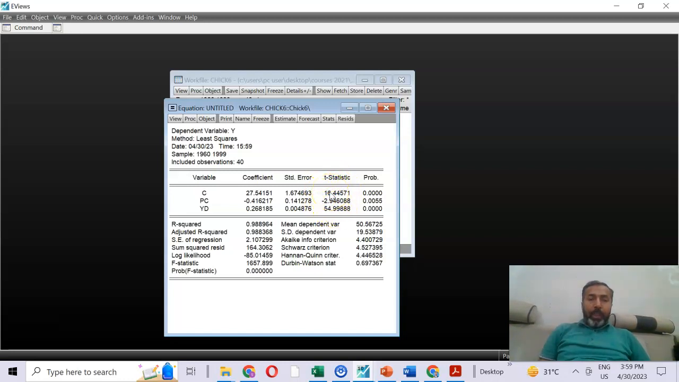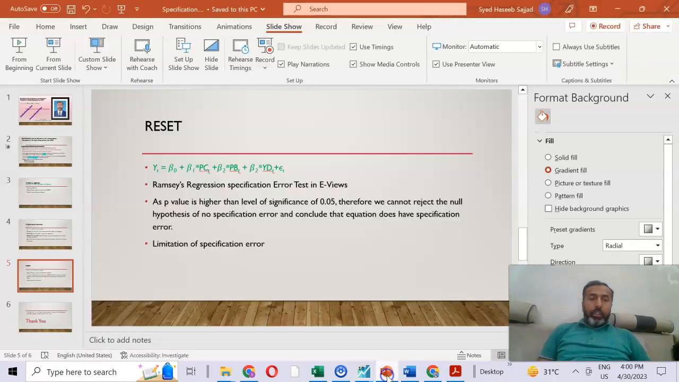Now we'll see whether this equation has a specification error or not. One approach is to compare these two equations on the basis of the T statistics and adjusted R square. But in addition to adjusted R square, there is a formal test to investigate specification error in a regression equation. That test is known as the Ramsey regression specification error test. In short, we call it RESET.